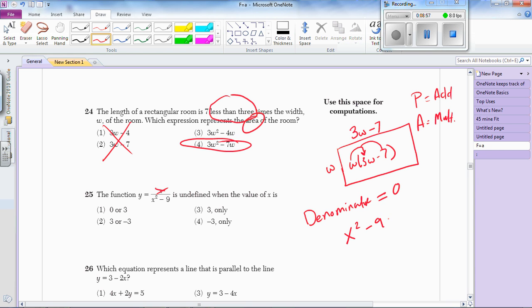So x squared minus 9 equals 0. We'll do our little factoring thing. X plus 3, x minus 3, little t-chart, x equals negative 3, x equals positive 3. There are your answers.